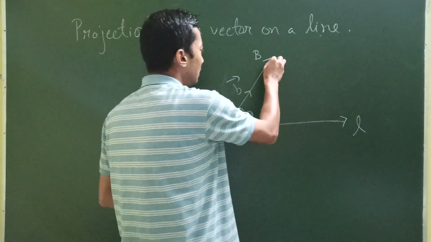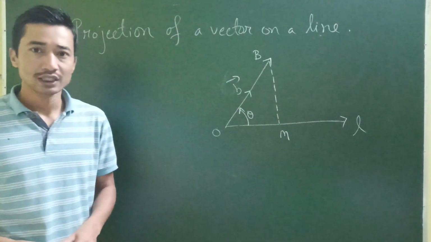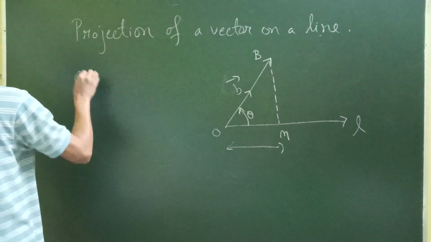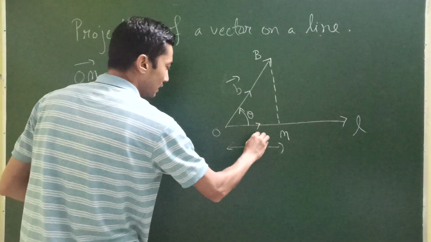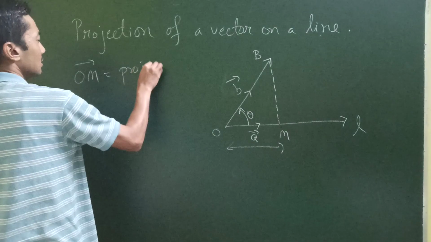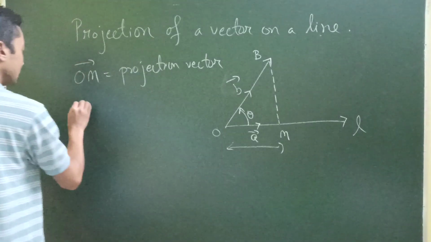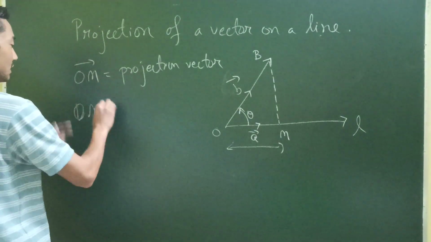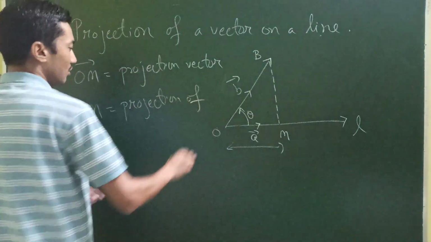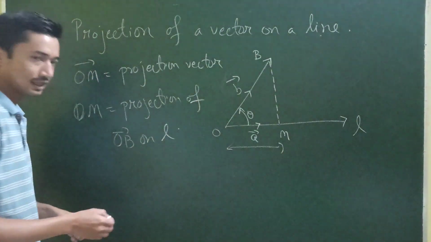If we drop a perpendicular from the point B to the line, at say M, then this OM vector, let us assume that it is A, will be called the projection vector. And OM, its magnitude, is called the projection of the OB vector on the directed line.